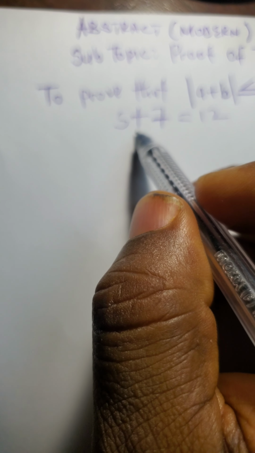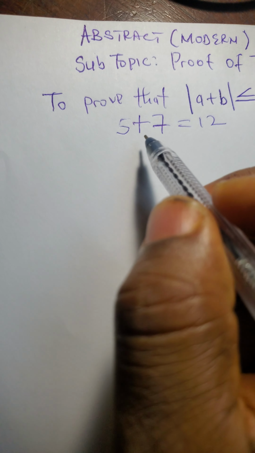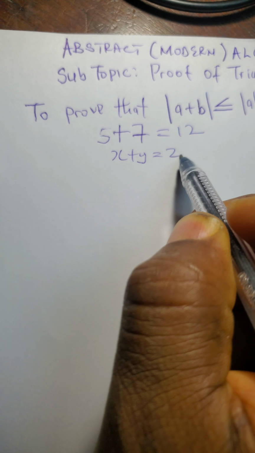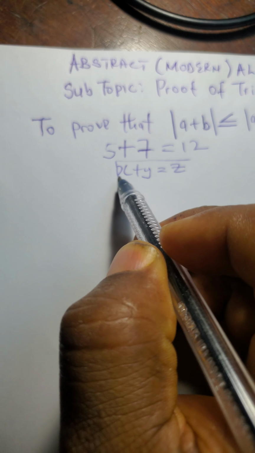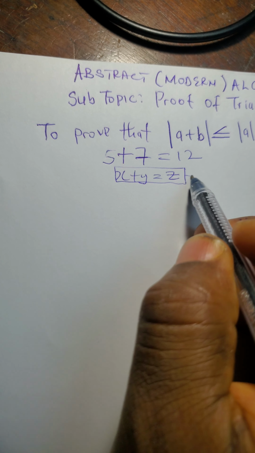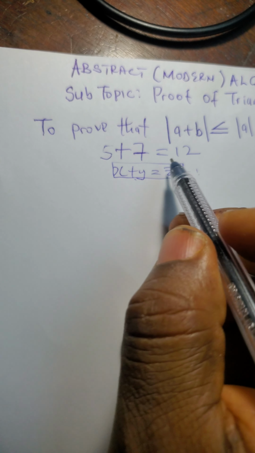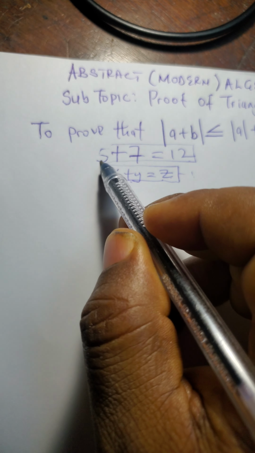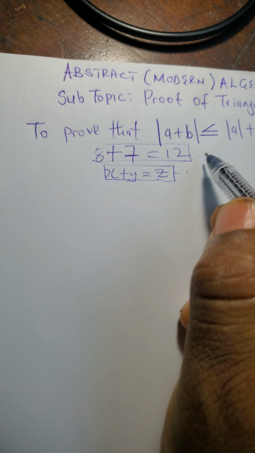Like for instance, everybody knows that 5 plus 7 will give us 12. But there is a kind of mathematics whereby instead of using numbers, you use letters, like for instance x plus y is equal to z. In this case, we are in the realm of algebra because we use letters instead of numbers. When we use numbers like this, that is called arithmetic.